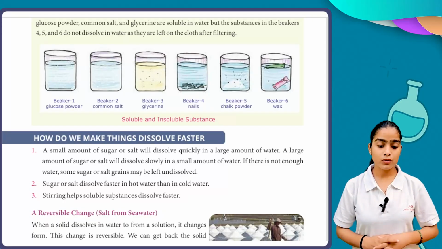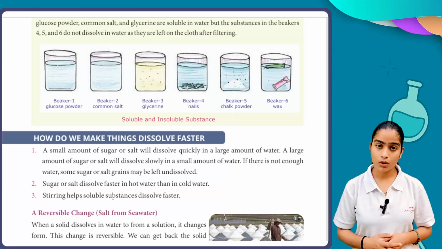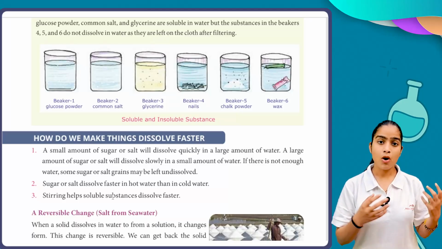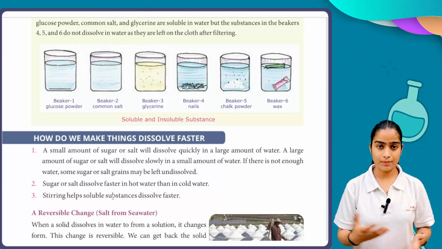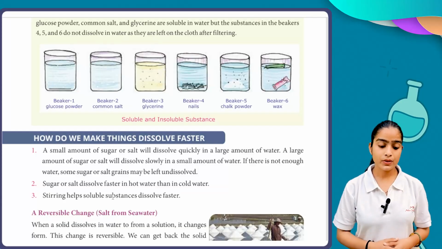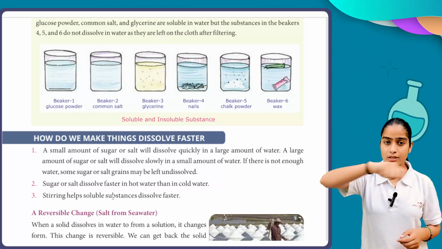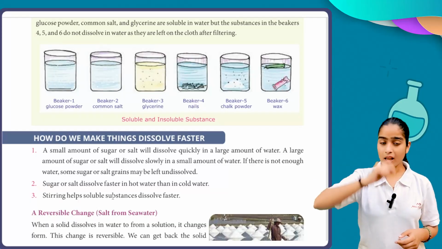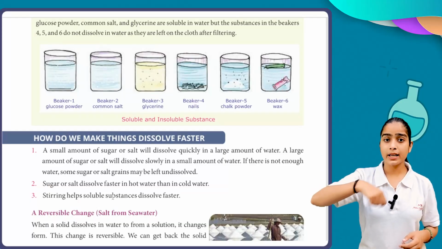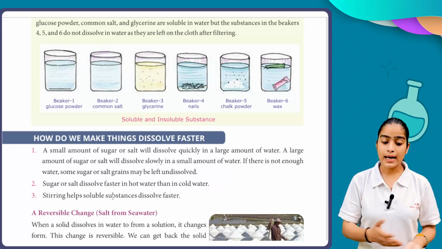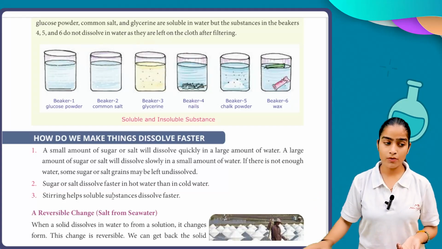Sugar or salt dissolve faster in hot water than in cold water. Always keep in mind, if you use hot water, it dissolves faster as compared to cold water. Now stirring helps the solute dissolve faster. If you stir it continuously again and again, it will help you dissolve it faster.